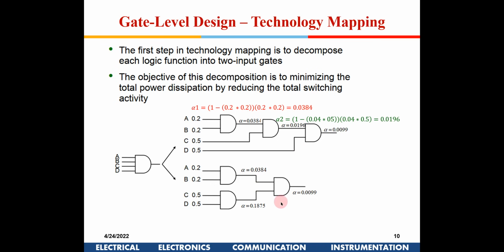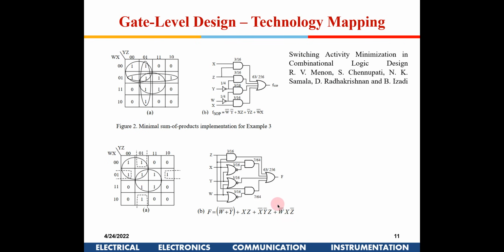So this is what happens when you make a circuit and we know a certain pattern of inputs is there: we can reorganize our gates to ensure that there is some decrease in the overall power consumption. So this is one of the techniques which is employed. Okay, so we'll take on something.